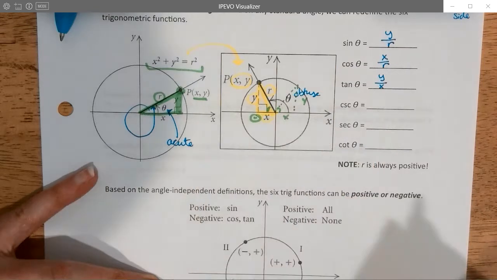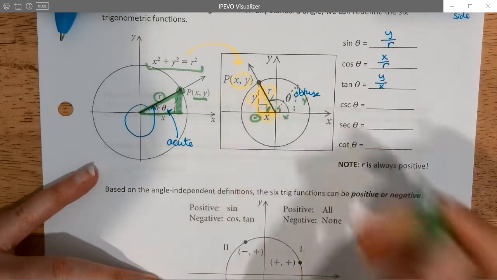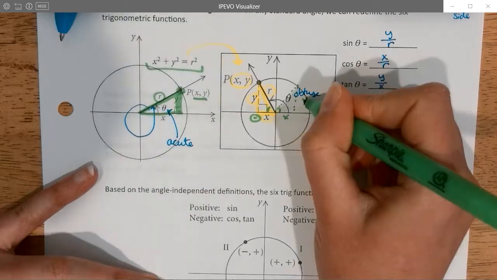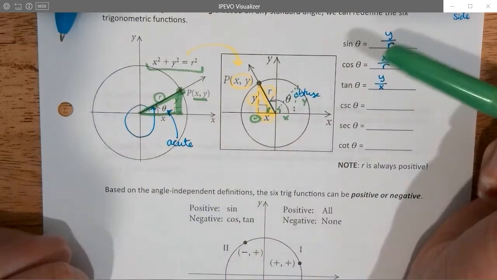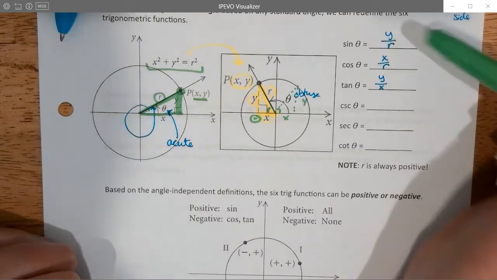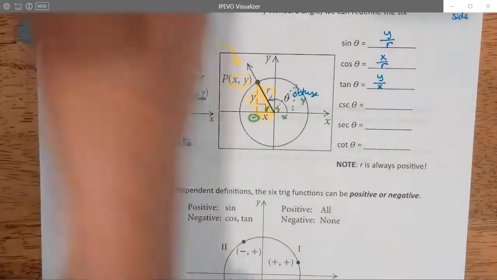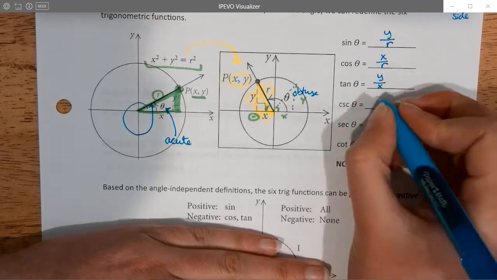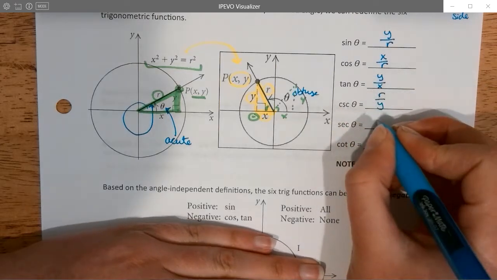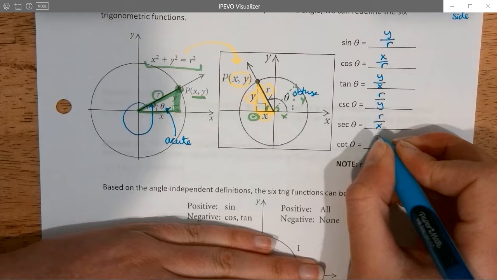So if I use the full angle, it's the same ratio, the same x and y in the same position. So I'm still using y over r for sine, and x over r for cosine. And then for cosecant, secant, and cotangent, we're just going to flip these around. So it's going to be r over y, r over x, and x over y.